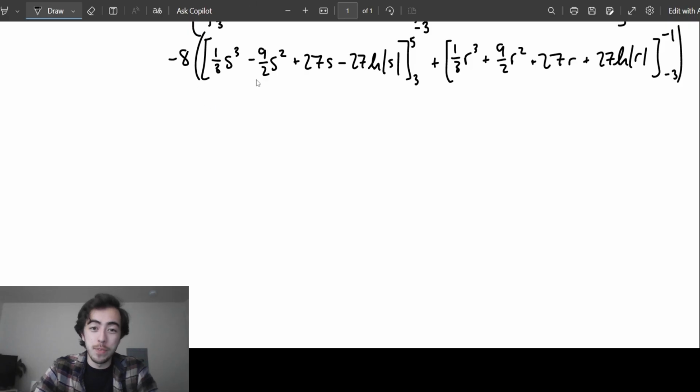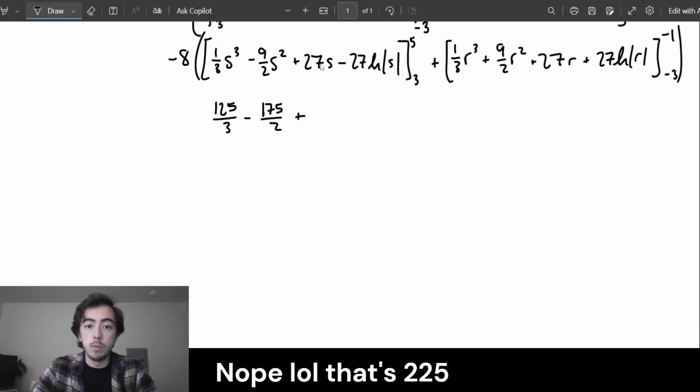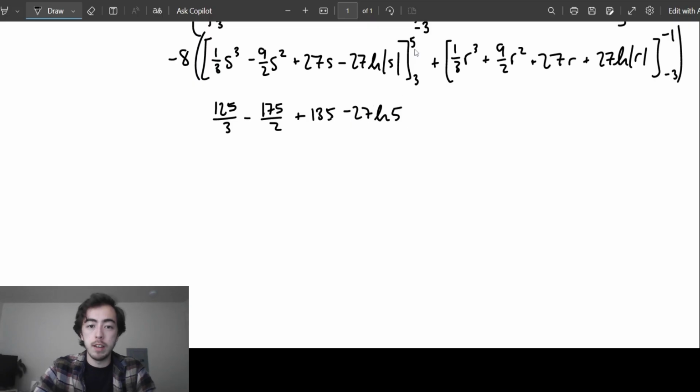So I'm just going to speed through all the calculations. Let's see. Okay, 5 cubed, 125. 1/3 goes there. 5 squared, 25 times 9, 225, divide by 2. 27 times 5 is 135. And then minus 27 natural log of 5. We're going to subtract what happens when we plug in the 3. 27 divided by 3 is 9. Negative sign, 9 times 9 is 81 over 2. 27 times 3 is another 81. 27 natural log 3. Cool.